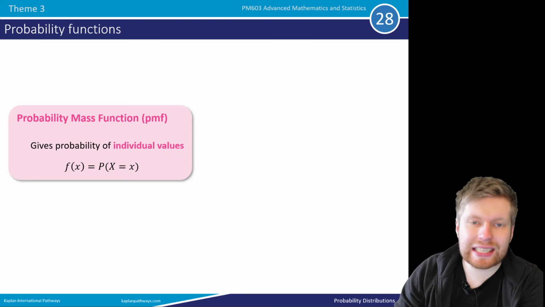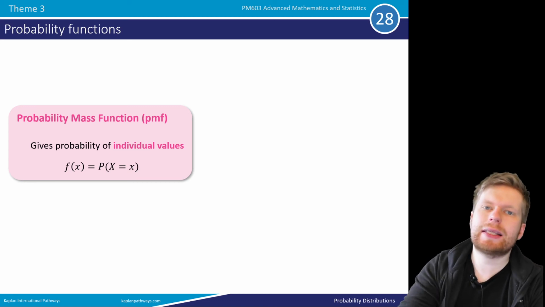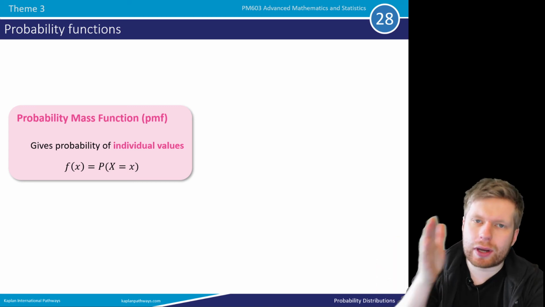So here we have a summary of exactly what we've just looked at. If you're looking at the probability mass function, it's the lowercase letter f, and it's simply the probability of getting an individual value, an individual outcome.